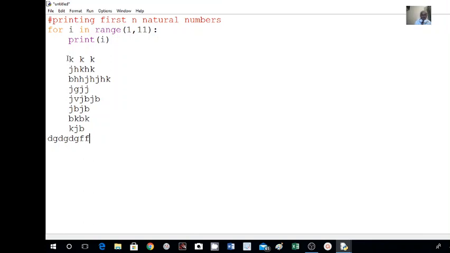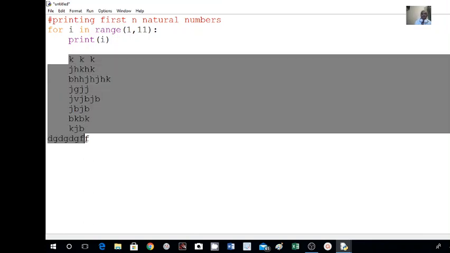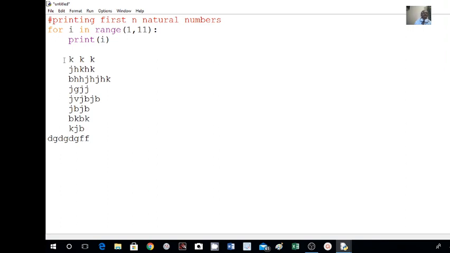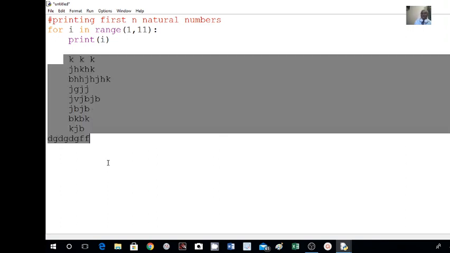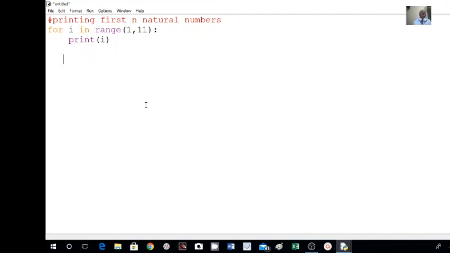So here I will delete these. Only a two-line program is there. Just I am giving the for loop statement here, and just print i. That is, i equal to 1 the first time, 2 the next time, 3, 4, 5, 6 up to 10 printed.